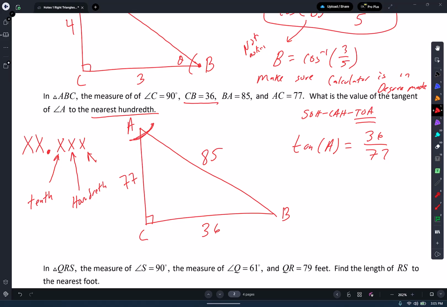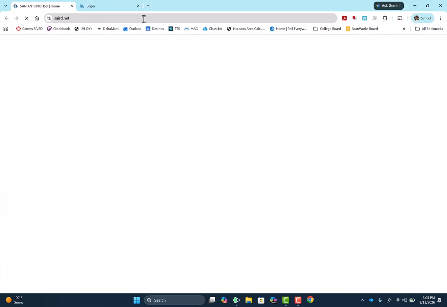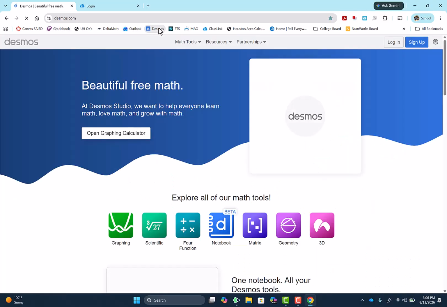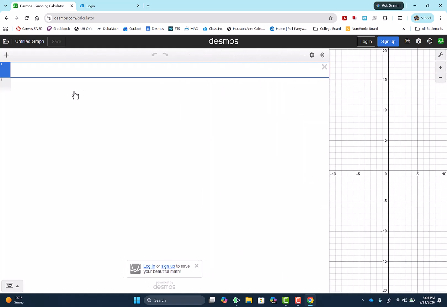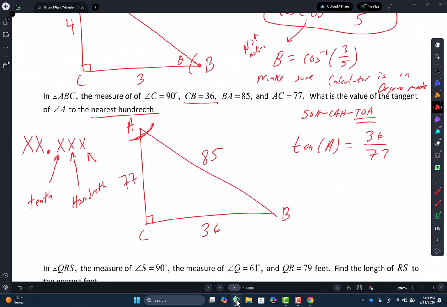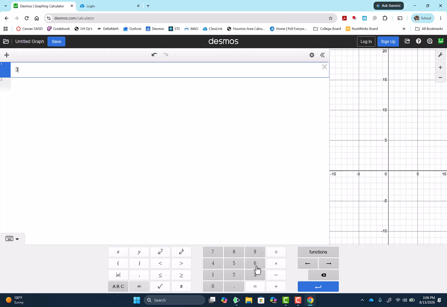So I'm going to take my calculator. I'm just going to go to Desmos. You will have a calculator on your Delta app. Don't worry, you'll be fine. So let me lower this and let me put Desmos here. So here's my Desmos. Open graphing calculator. It could have been a scientific one, but I don't need the graph. I'm going to type in 36 over 77. And there it is.